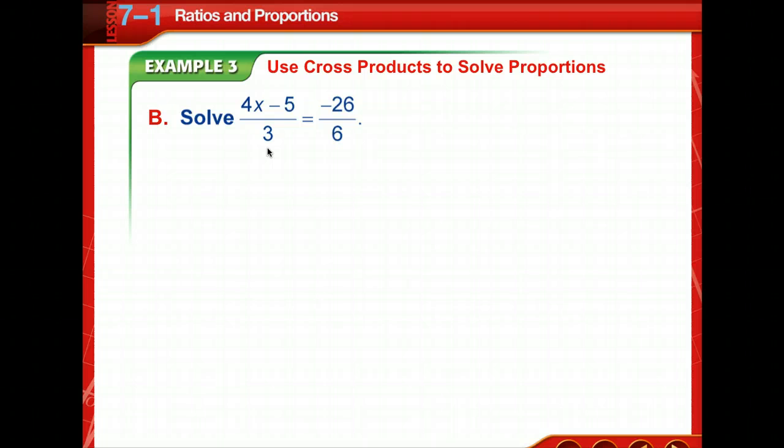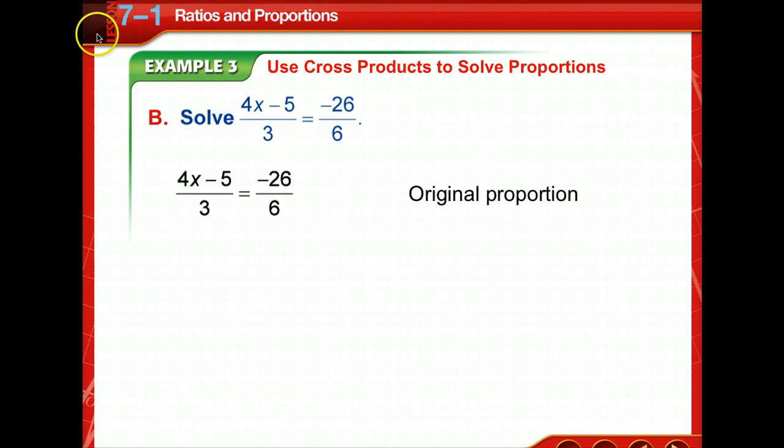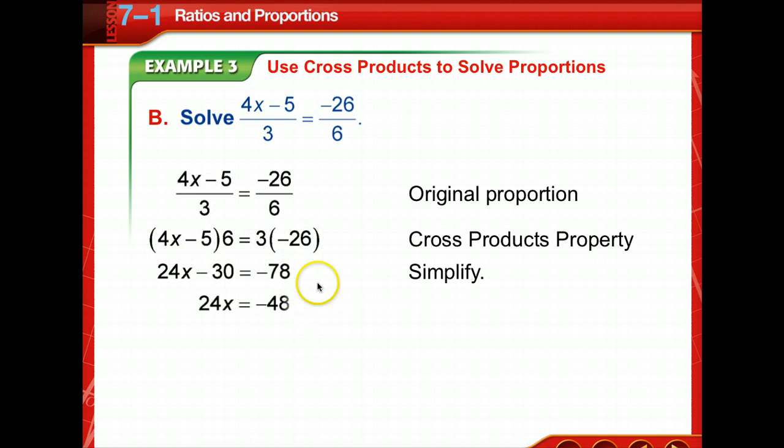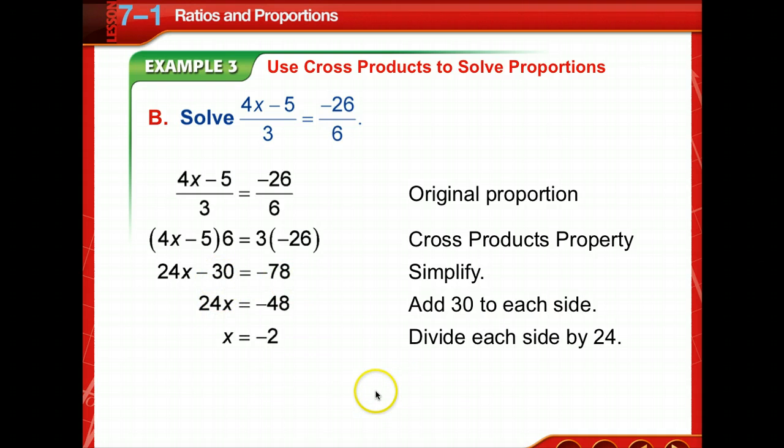This one's a little bit more involved, but we still use the same process. 6 times 4x minus 5 is equal to 3 times negative 26 by the cross products property. So use the distributive property. 24x minus 30 is equal to negative 78. We're going to add 30 to both sides and then divide both sides by 24. So x is negative 2.